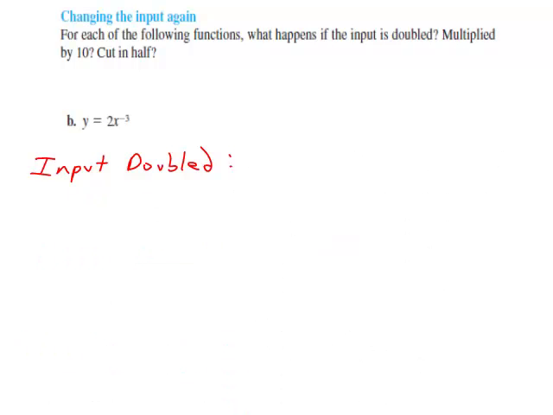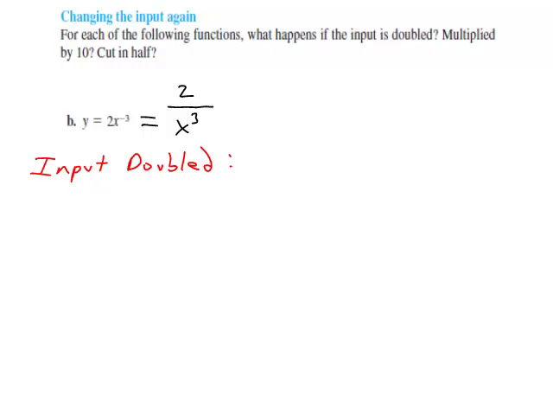Now we can move on to part B. Now we're working with the function y equals 2 times x raised to the power of negative 3. It would be easier to work with this function if we rewrite it. Instead of using the negative exponent, we would rewrite it as a fraction, 2 divided by x raised to the third power. The negative exponent means we would move the factor of x cubed to the denominator. In this form, it's easier to see how a change in the input affects the output.